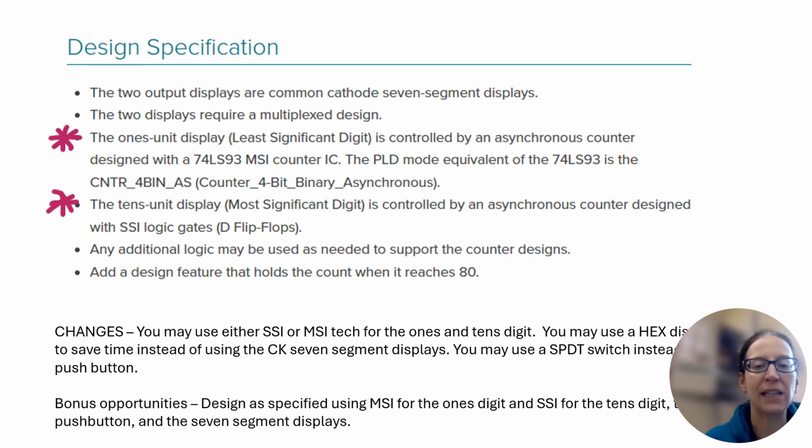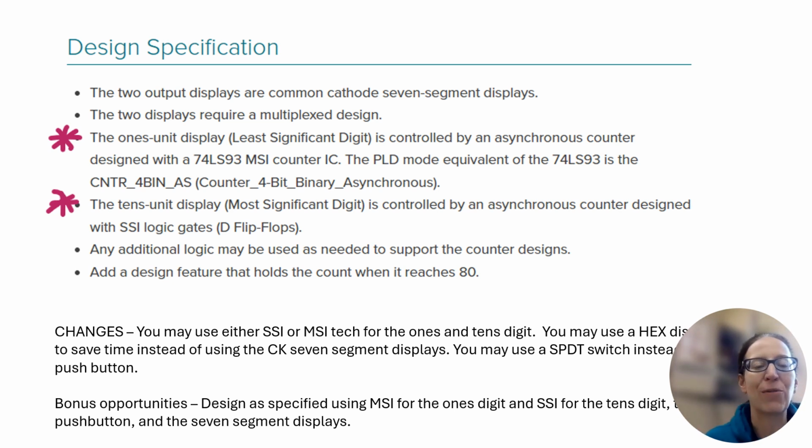Right, so here are the design specifications. These are the requirements that you need. The 2 output displays are common cathode segment displays, and I am going to give you a change on that. But that is how it's designed. So common cathode CK, 7-segment display. CK, I have to look up at my board. That's the one that's grounded. We remember. The 2 displays require multiplex design. That'll be fine. That just means do the design the way you have been.